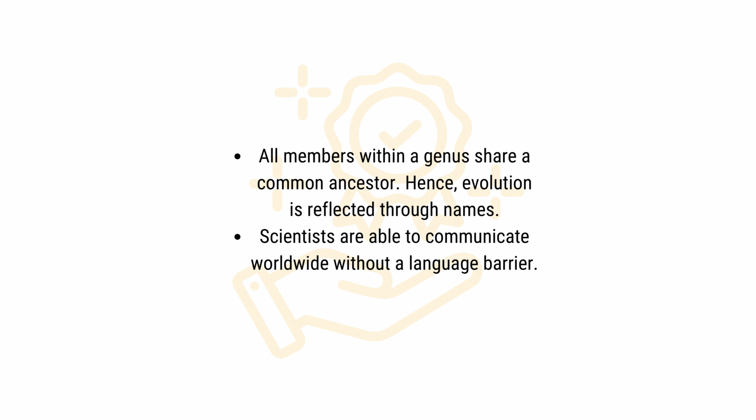Let's get into the benefits of this system now. First of all, it can track evolutionary relationships. All members of the same genus share a common ancestor. Hence, all the species under the same genus must have some sort of evolution acting upon them from the common ancestor. Second of all, scientists are able to communicate worldwide without a language barrier using this naming system. The names are not in any specific language, and scientists can easily spread them across the world without having to worry about any localizations or changes in language, because they're just the scientific names that are accepted worldwide.